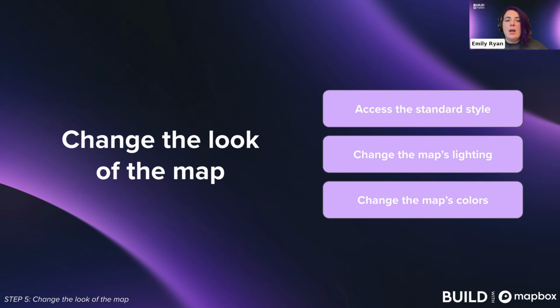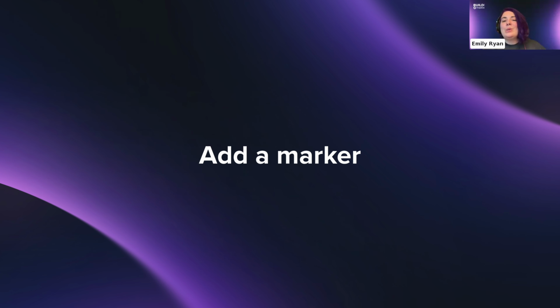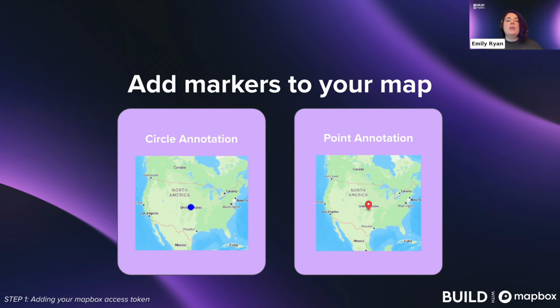All right, now that we've gone in and accessed Standard, changed the map lighting, and changed the colors, let's go in and add a marker to our map. We have a bunch of different types of markers that you can utilize, but I'm going to just cover two for this session. We have circle annotations, which are great if you just want to highlight a single point of interest really quick and fast. It literally just adds a colored circle to wherever you're pointing on the map. And then if you want to add your own custom image, something like a point annotation is really helpful because, as you can see on the right here, you can change what the image looks like.